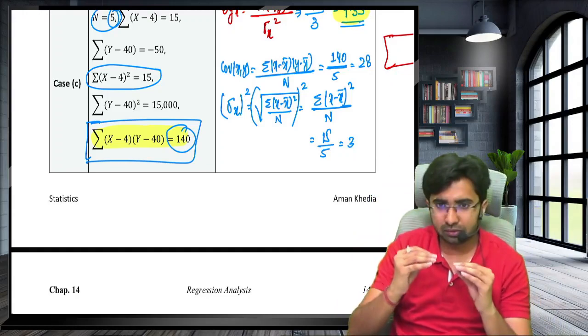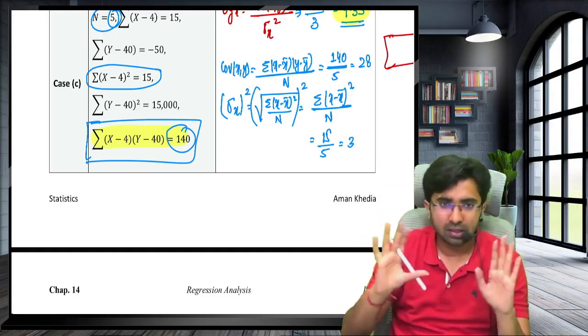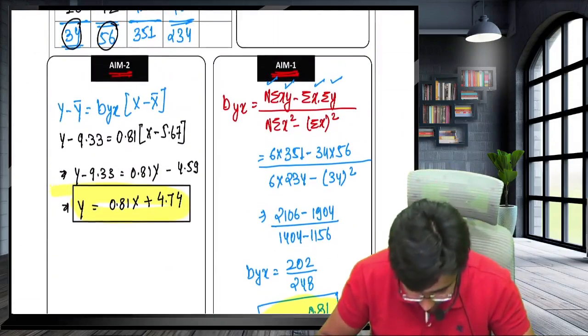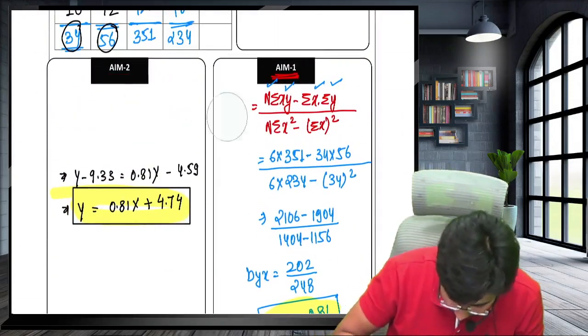Are you holding the confidence, guys? I hope that you are not losing the confidence. Okay. So, guys, now let's start with the concept.